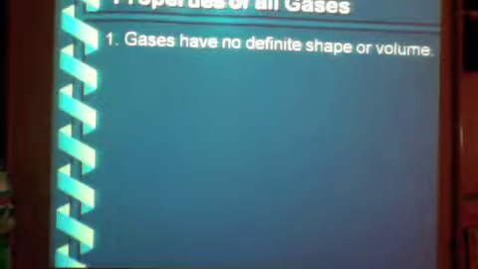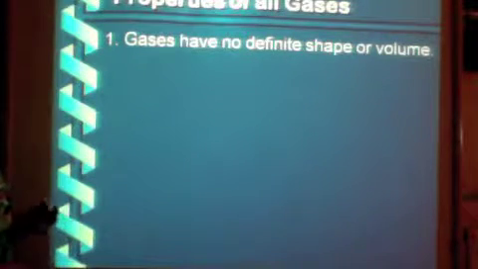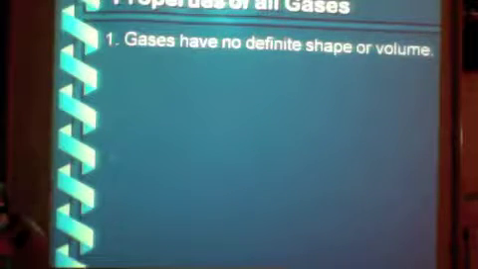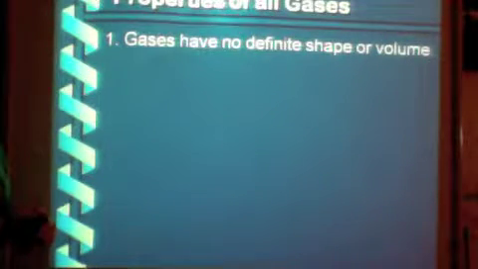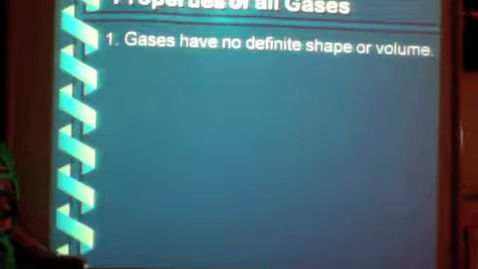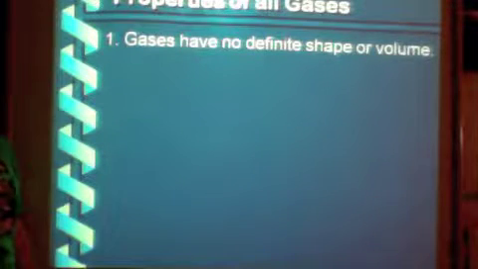Gases have no definite shape or volume, so this means you can put them in one container and they'll be nice and round or whatever. In that container, let's say, a balloon, you take it out into the classroom. If we pop the balloon, where does the gas that's inside this balloon go? It's now inside the class, and it can go wherever it wants in the classroom. So it has no definite shape or volume.